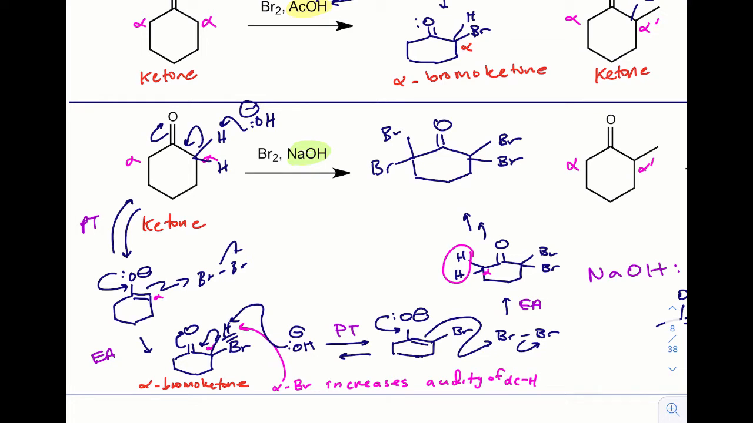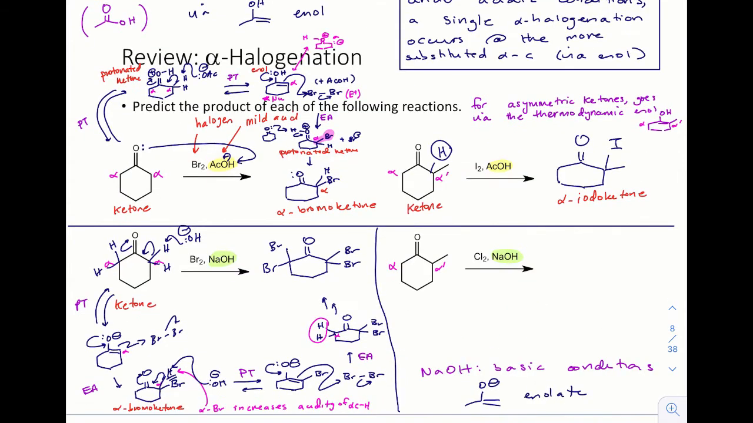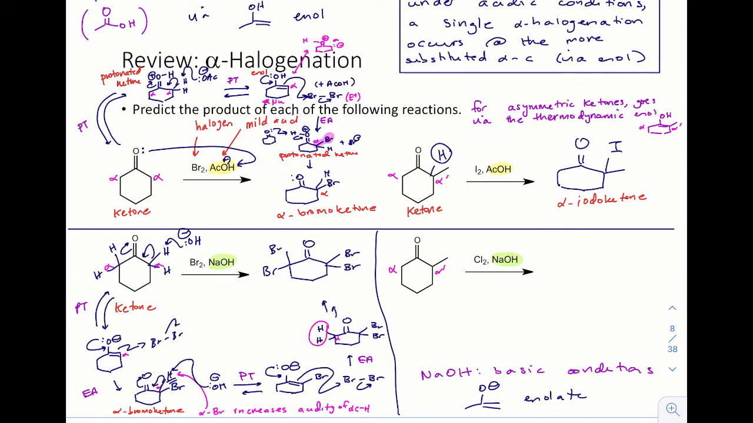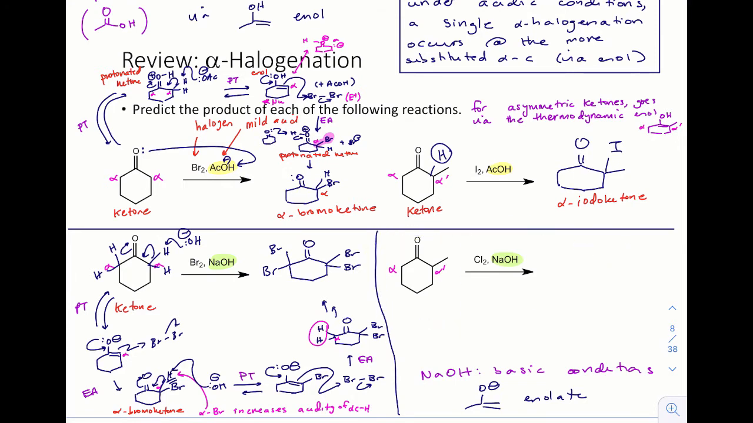All right, and even if you don't understand that explanation, I hate to say this, you can just memorize it. But under basic conditions, all of the alpha hydrogens are substituted with the halogen. All right, keeping that in mind, now predict the product of this reaction. So this asymmetrical ketone with chlorine in the presence of sodium hydroxide. Yeah, there are 3 alpha hydrogens and all 3 will be chlorinated.